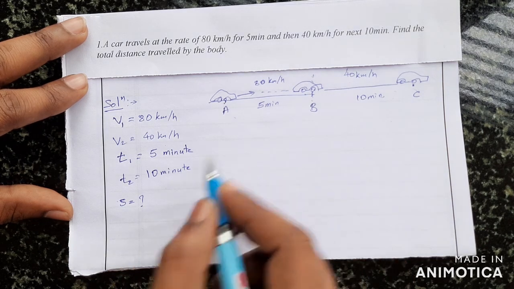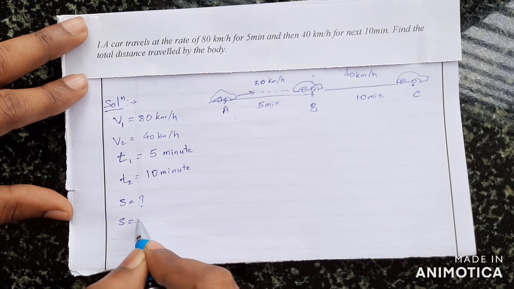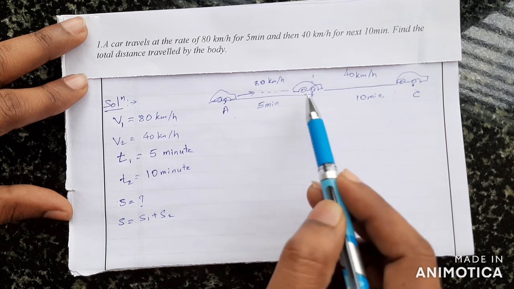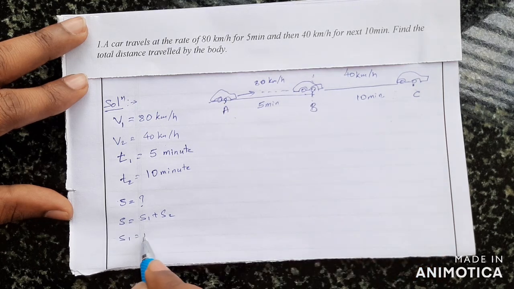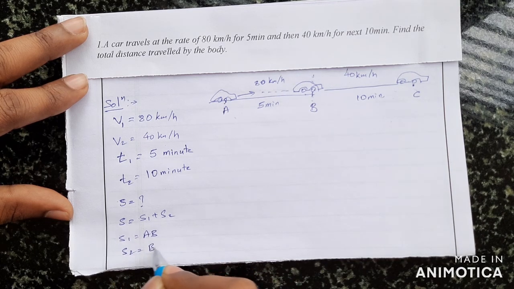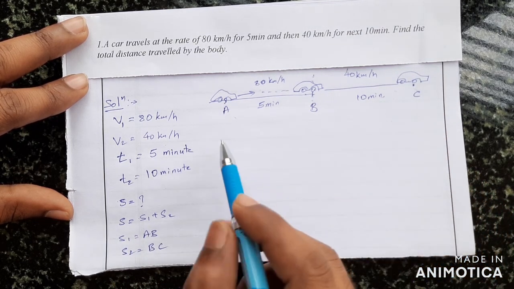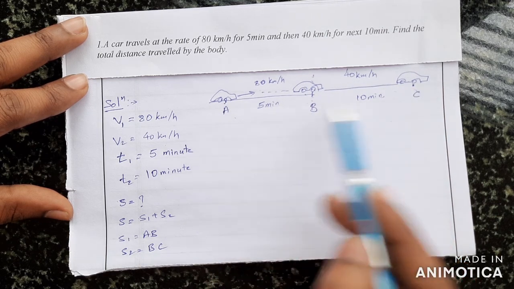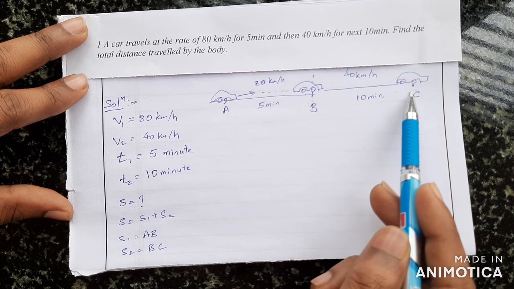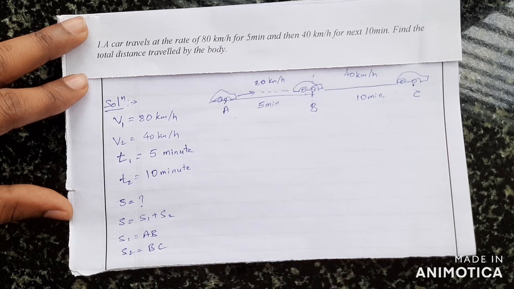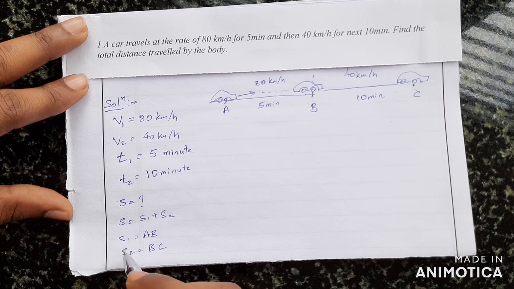So now from the diagram, S is equal to S1 plus S2. What is S1? S1 is the distance from A to B, where S1 is equal to AB. And what is S2? S2 is equal to the distance from B to C, BC. If we can find AB and BC, then we can add them, right? A to B plus B to C itself is A to C. So we need to calculate S1 and S2 to get the total distance S.